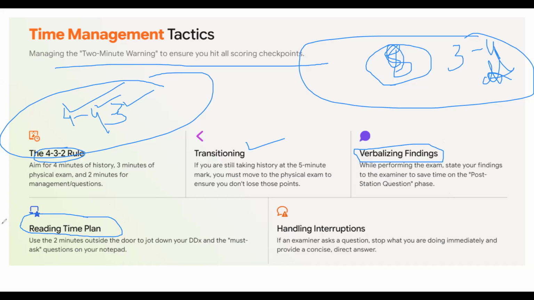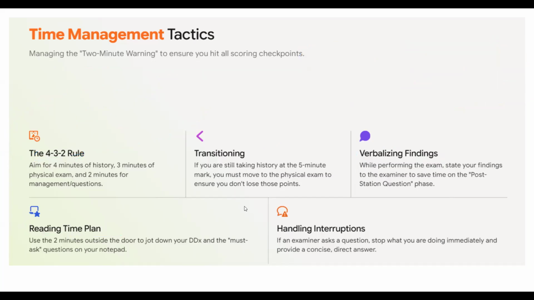If you do not understand what it's saying the first time, read it again. If you have to wait outside 30 seconds longer than the 2 minutes, please do that. Don't enter without knowing what you're going to do inside the station.